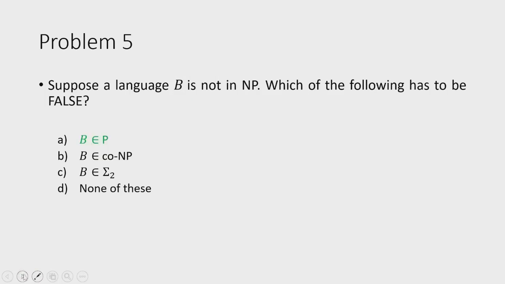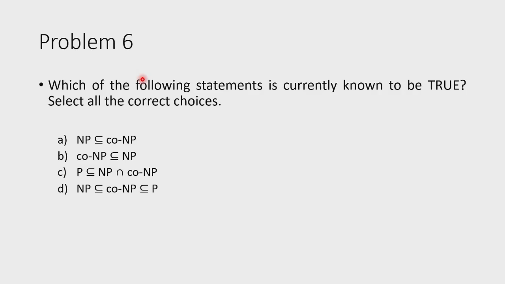So the next question is which of the following statements is currently known to be true? Select all the correct choices. There are four options. NP is contained in co-NP. Co-NP is contained in NP. P is contained in the intersection of NP and co-NP. And NP is contained in co-NP, which is contained in P.